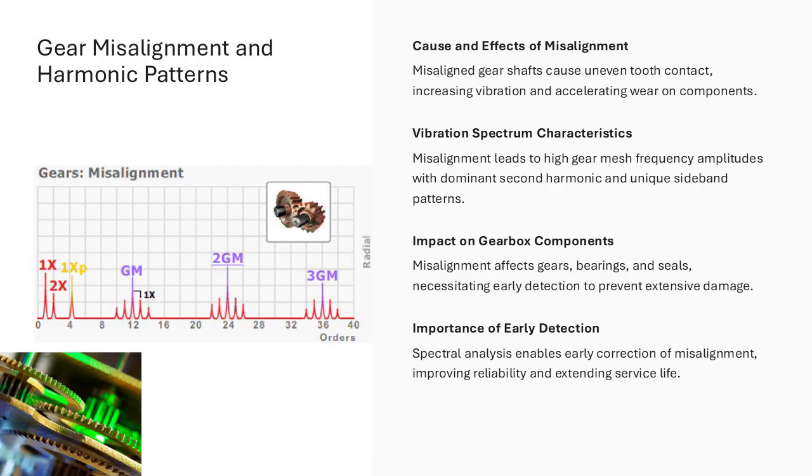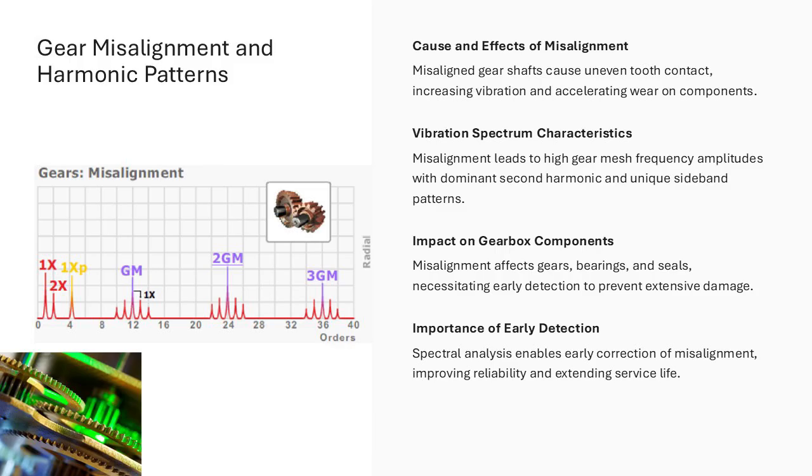This condition generates additional axial and radial forces during meshing, increasing vibration energy and accelerating wear. In the vibration spectrum, misaligned gears typically show high gear mesh frequency amplitudes accompanied by pronounced harmonics, particularly at twice the gear mesh frequency. The second GMF harmonic often becomes the dominant peak, distinguishing misalignment from other gear faults. Sidebands may also be present, but their spacing and symmetry can differ from those caused by simple wear or eccentricity.